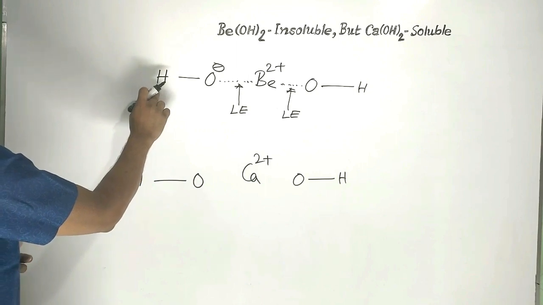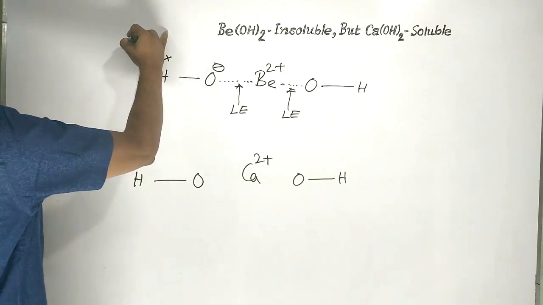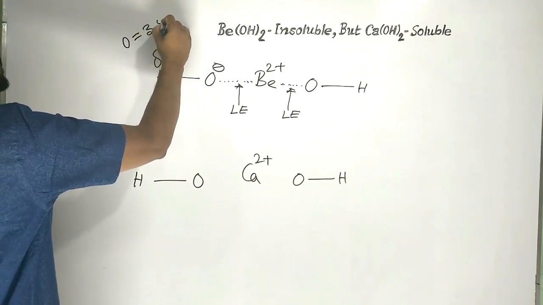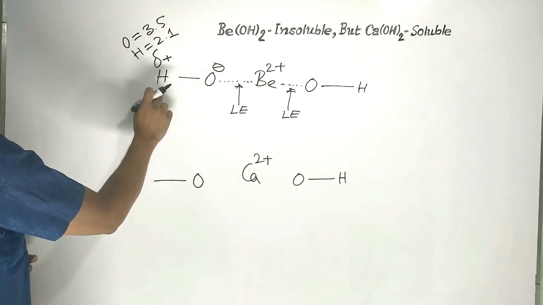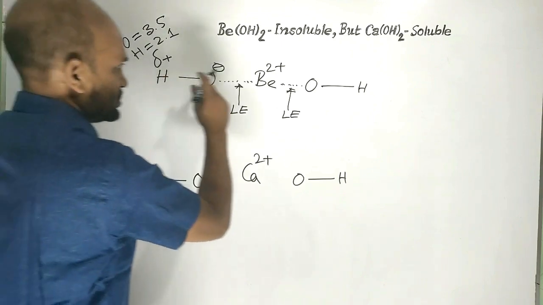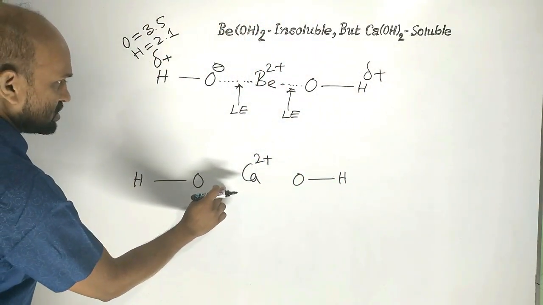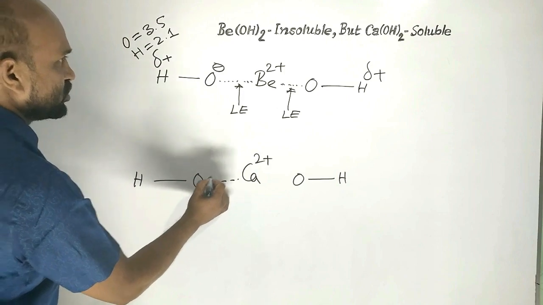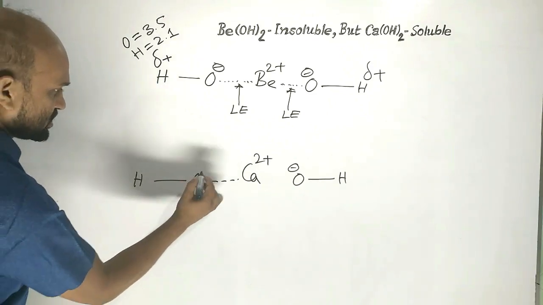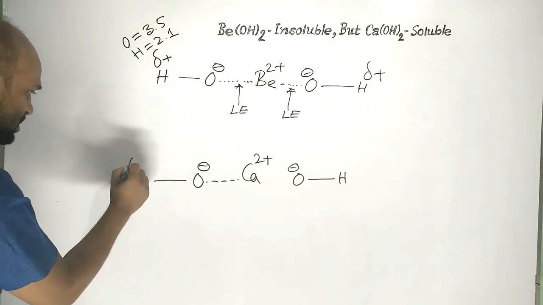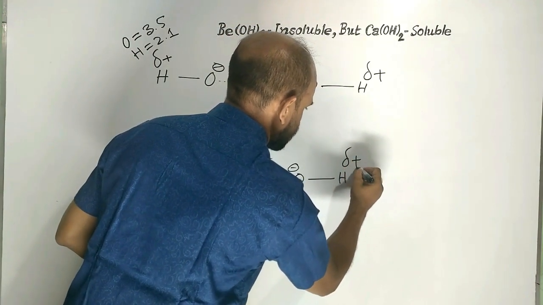In the hydroxide ion, this hydrogen becomes partially positive in charge because oxygen's electronegativity is higher than hydrogen's electronegativity. Similarly, here it becomes partially positive in charge. In calcium hydroxide, ionic force is present between calcium ion and hydroxide ion.